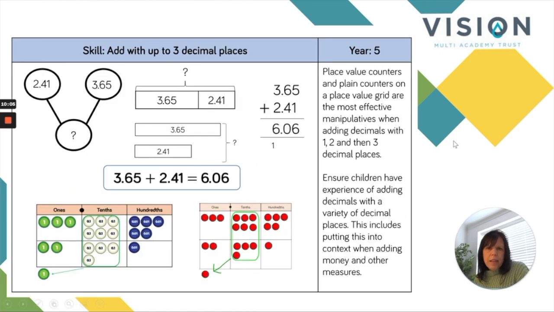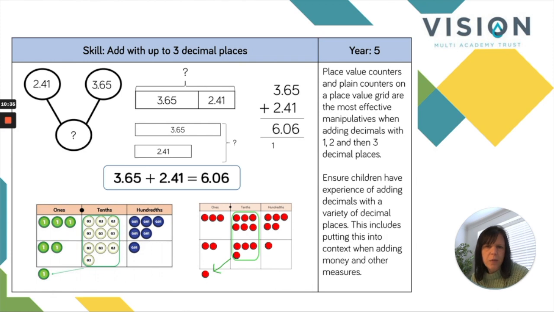Year 5 again, however we're moving on to adding up to 3 decimal places this time. Just like all the other addition work they've done, they'll be able to see that the strategies are really similar. Place value counters and plain counters on a place value grid are really effective manipulatives when adding decimals with 1, 2 and 3 decimal places.